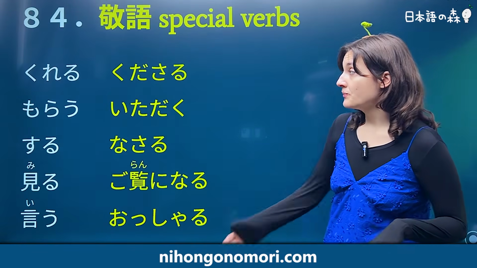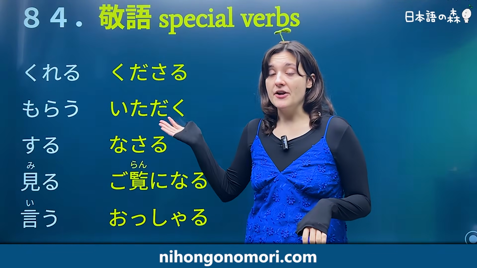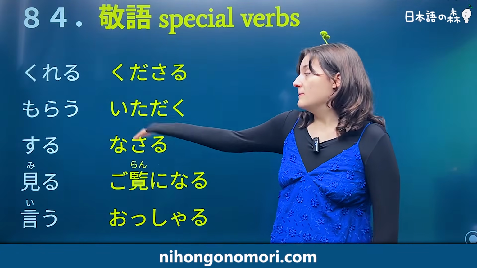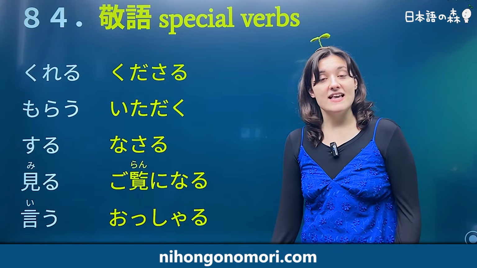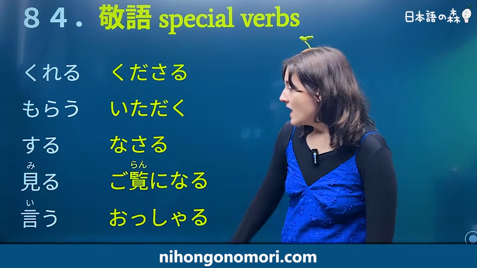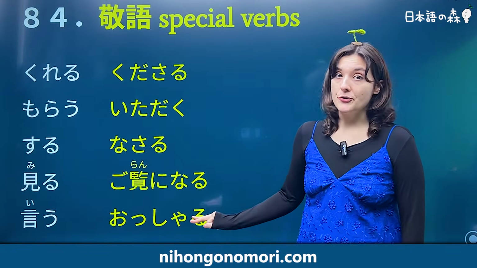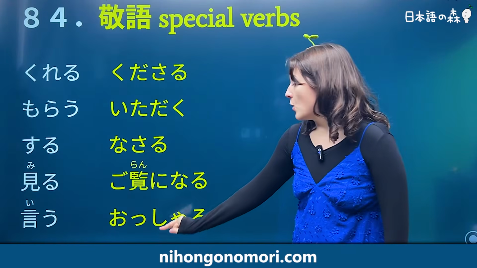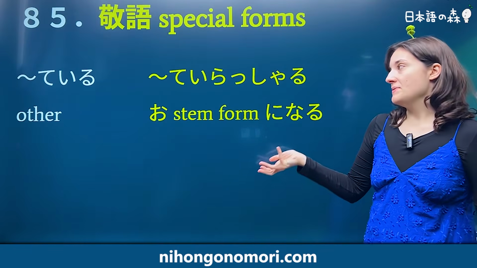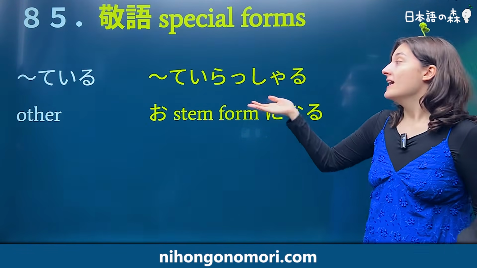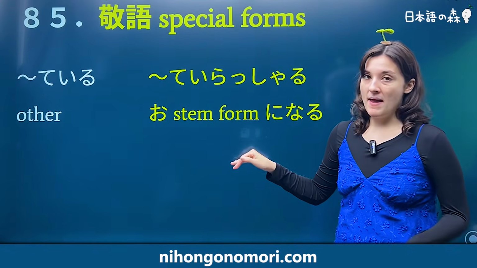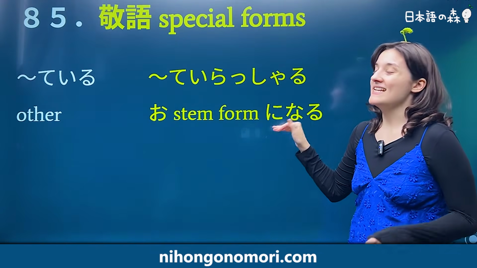Next, we have kureru. The polite form of kureru is kudasaru. You'll see it in words like kudasai. Morau becomes itadaku. You'll see it in things like itadakimasu. Suru becomes nasaru. Miru becomes goran ni naru. And iu becomes osharu. Continuing on with keigo, when we use teiru, we can replace it with te irasharu or irashaimasu. And for any other verb, you can take the stem form and place it between o and ni naru.